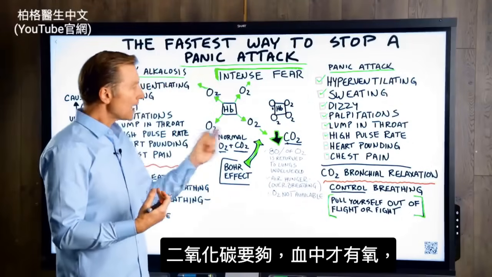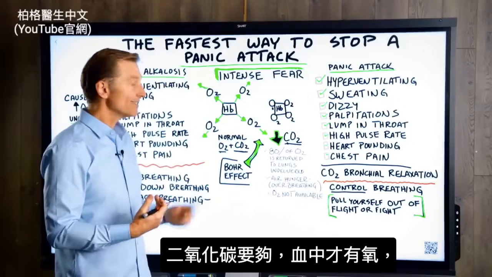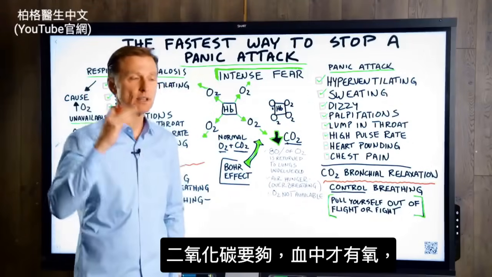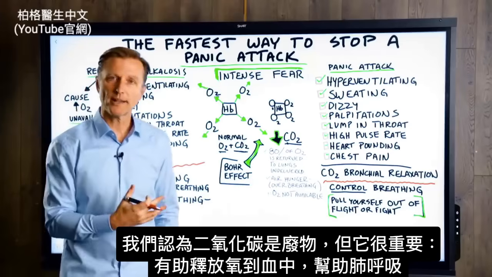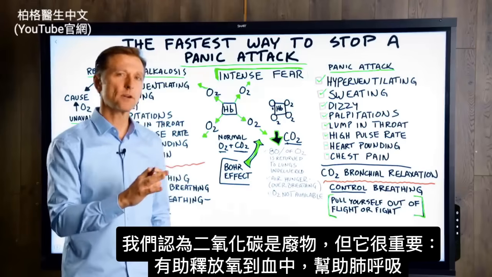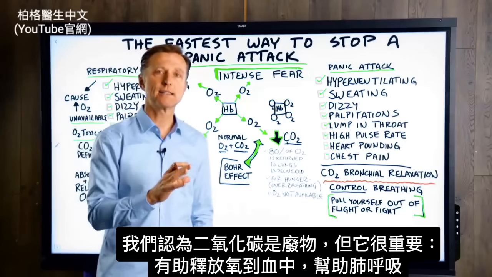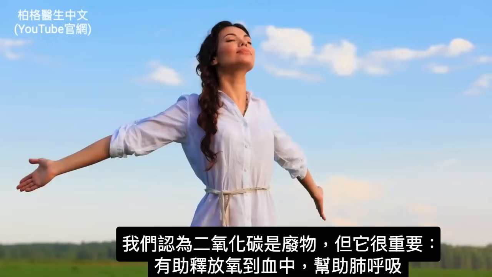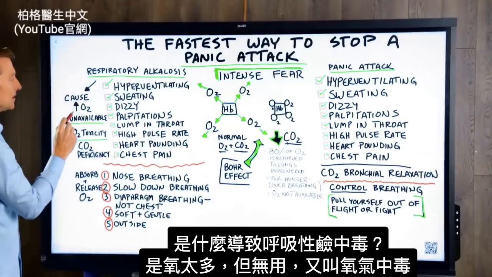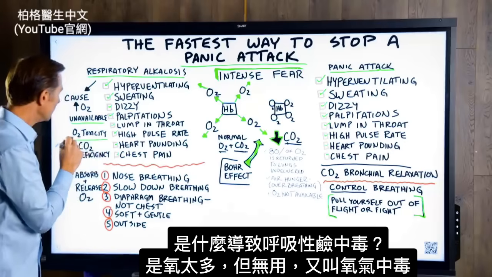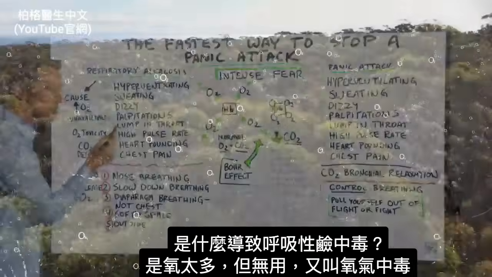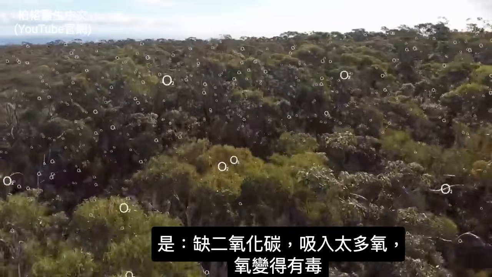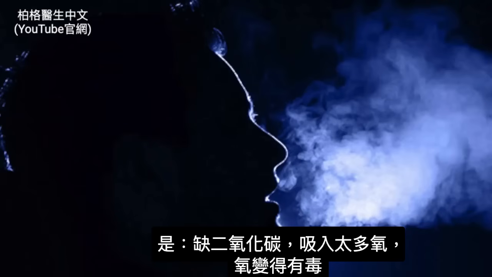So oxygen is unavailable unless there's enough CO2. We think of CO2 being a waste product, but it also has a very important function to help you release oxygen from your blood so you can breathe. So what causes respiratory alkalosis? Too much oxygen, but it's unavailable, right? Another term for this is oxygen toxicity. Oxygen can become toxic if you get too much in the presence of carbon dioxide deficiency.